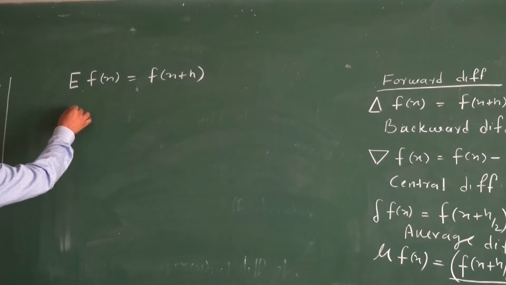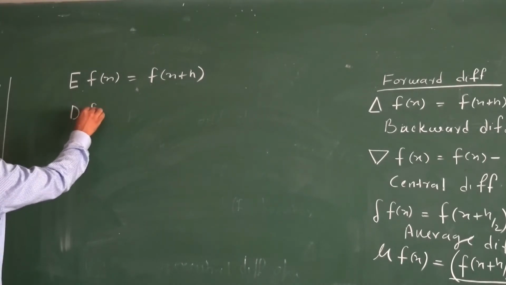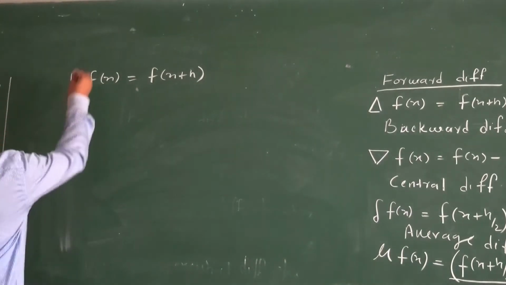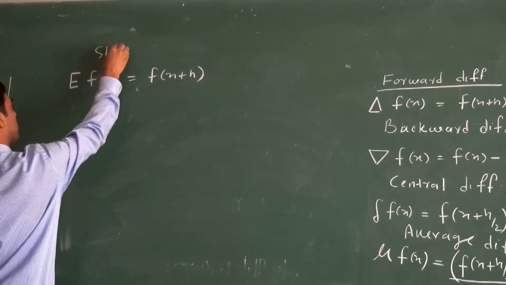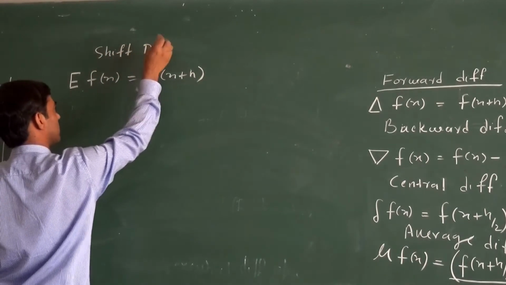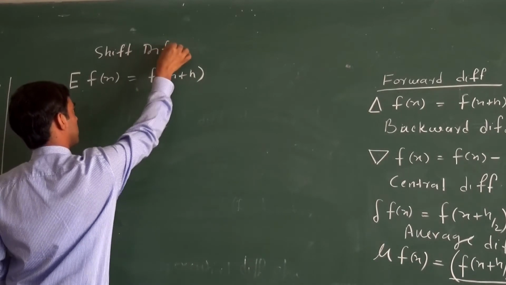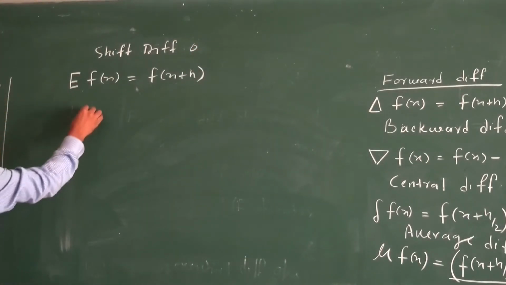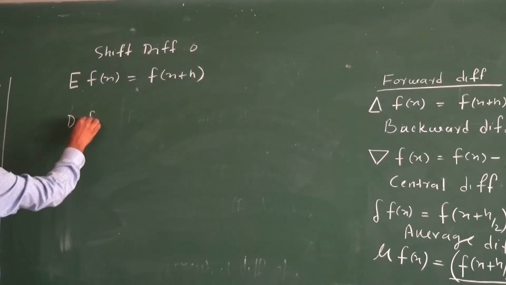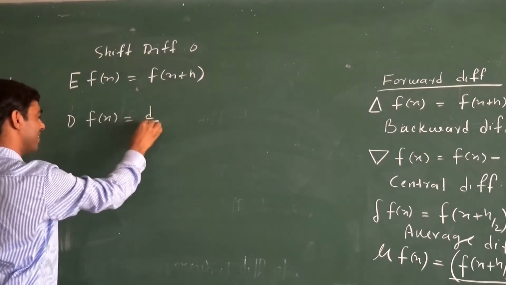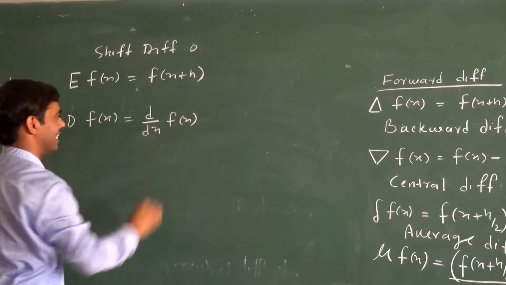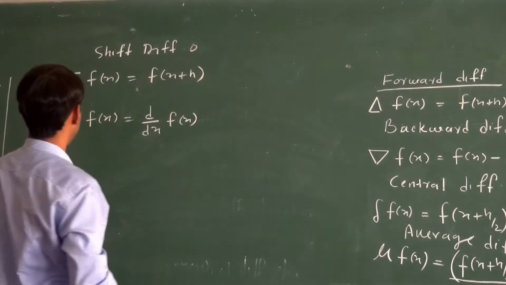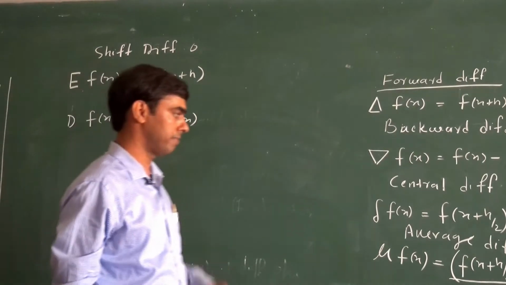Similarly, how do we define the differential difference operator? The shift operator is a shift difference operator. And for the differential difference operator, we define D of f of x equals d by dx of f of x.